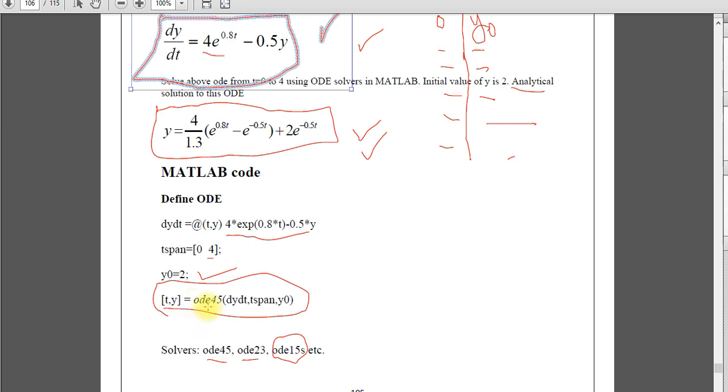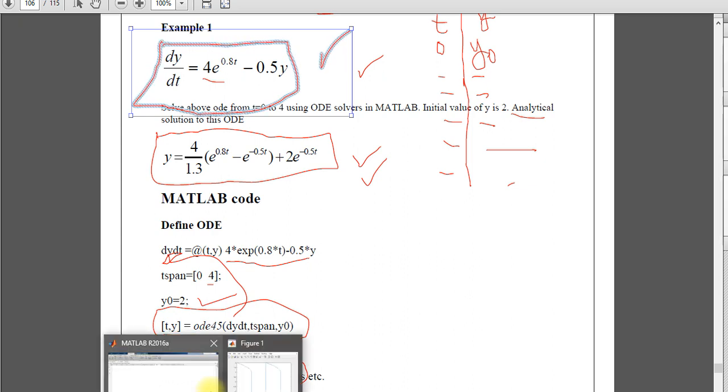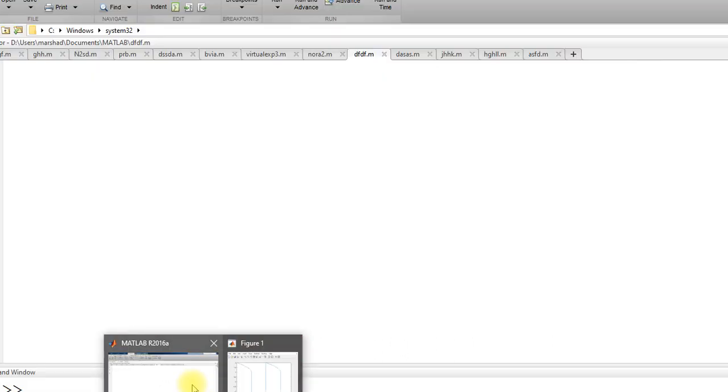ODE45 is a built-in solver. dy by dt is the function we have defined here, the equation of the ODE. The t span we can put here like this, or we can define it earlier. y0 we have defined. So, okay, let me write this in an M file. We just need a script, okay?